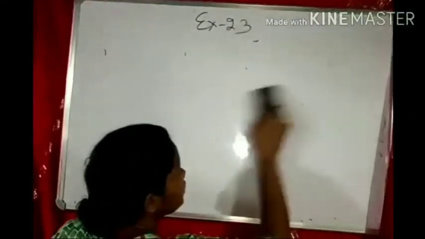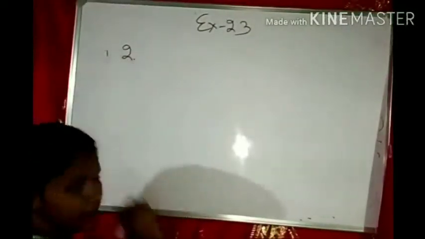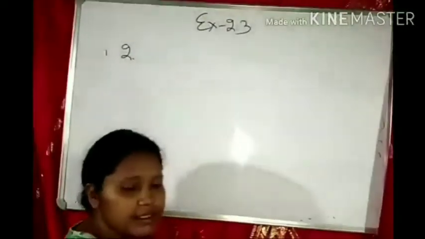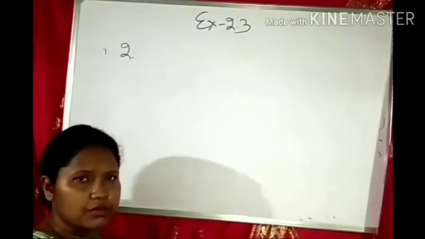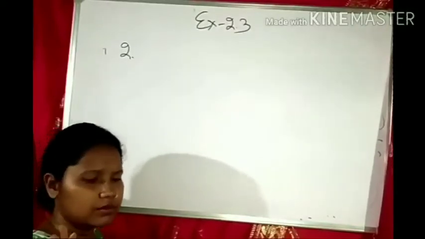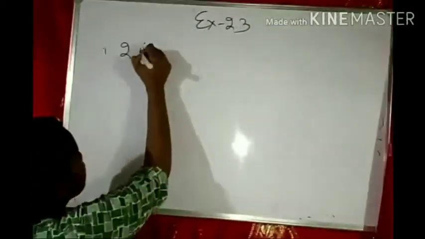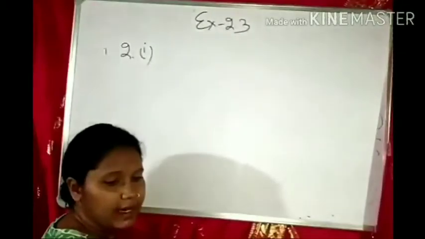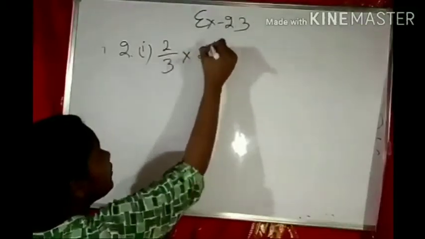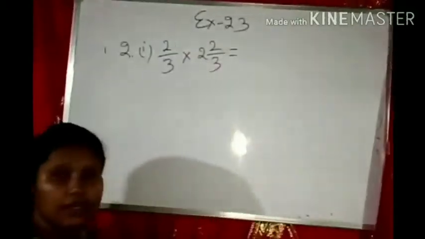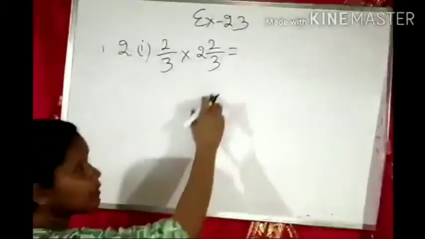Next we will move to question number 2. Look at question number 2. What is given? Multiply and reduce to lowest form if possible. So you have to multiply and reduce, meaning minimize it to the lowest form wherever there is a possibility. Now bit 1 is 2 by 3 into 2 and 2 by 3. Here this is a proper fraction, and this is a mixed fraction.